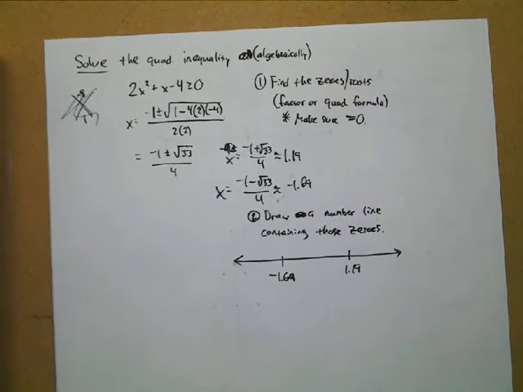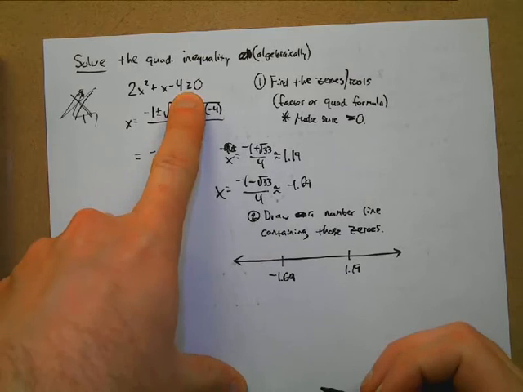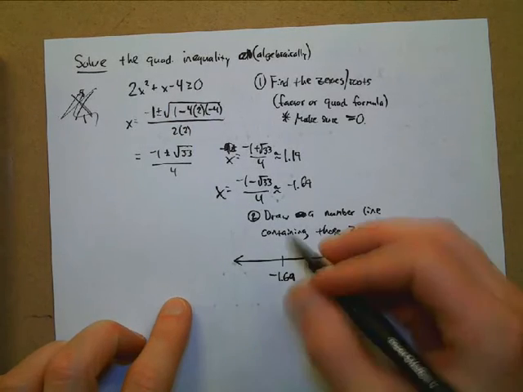Since our original inequality symbol was greater than or equal to, at those points we're going to put solid dots. Since it's greater than or equal to, at those zeros we're going to put solid dots because those two values approximately give us a 0, right? Those are the zeros. So when I plug them in, they're going to give us equal to 0, which is okay.